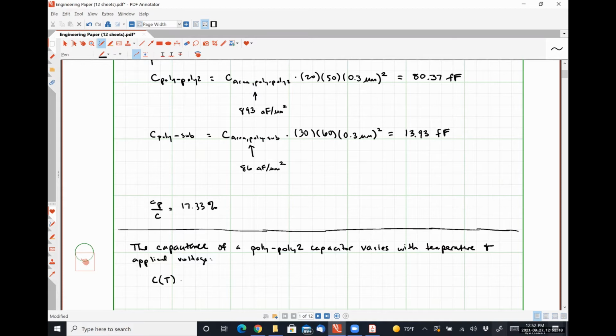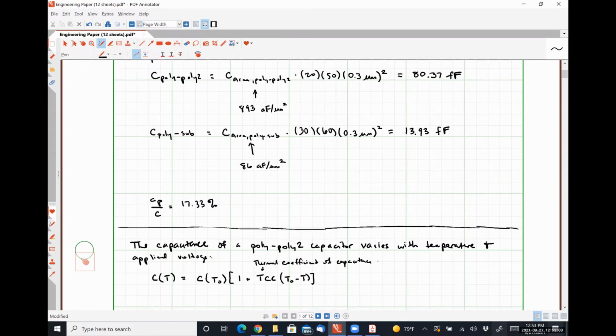So the temperature relationship, C as a function of temperature, is the capacitance at T naught, room temperature, times a factor of 1 plus TCC, where TCC is the thermal coefficient of capacitance, multiplied by T naught minus T. This thermal coefficient of capacitance is approximately 20 parts per million per degree C.